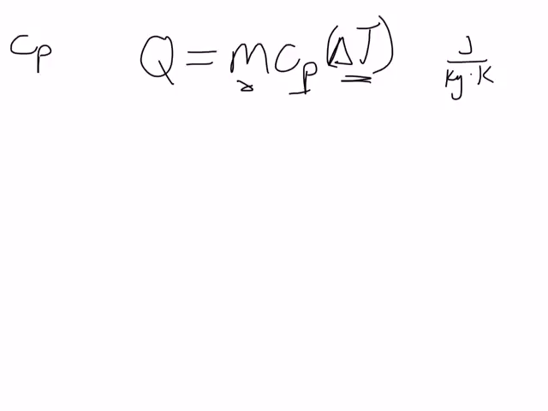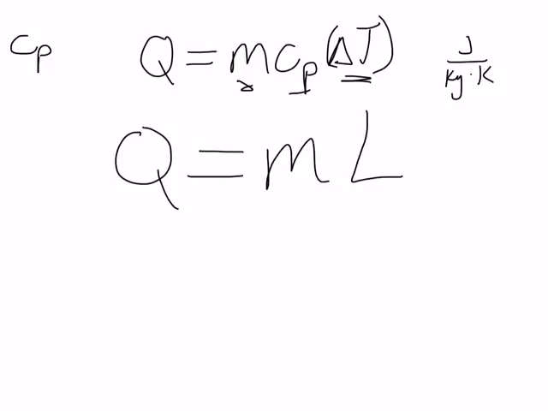How much heat do you have to add to go from a kilogram of ice at 0 degrees Celsius to a kilogram of water at 0 degrees Celsius? That's called latent heat. For solid to liquid, or liquid back to solid, that's called latent heat of fusion. And we say Q is equal to mass times L, where L is the latent heat. You notice these two equations look a lot alike. The difference being this one has a change in temperature. The Q for latent heat doesn't have a change in temperature because temperature is constant.